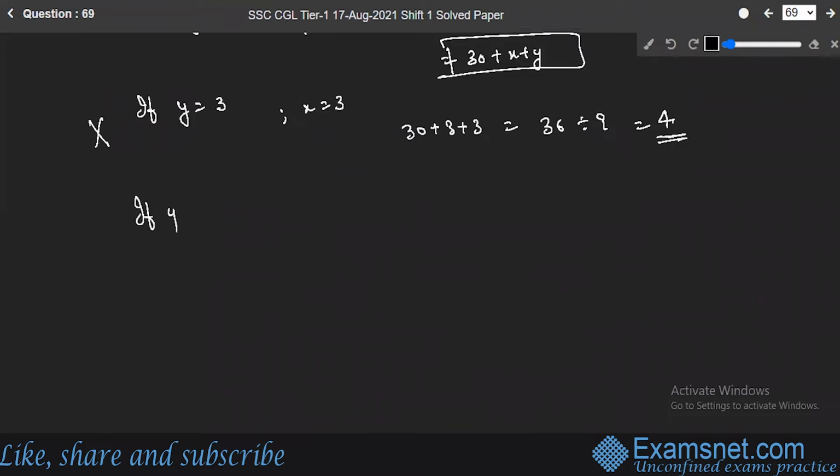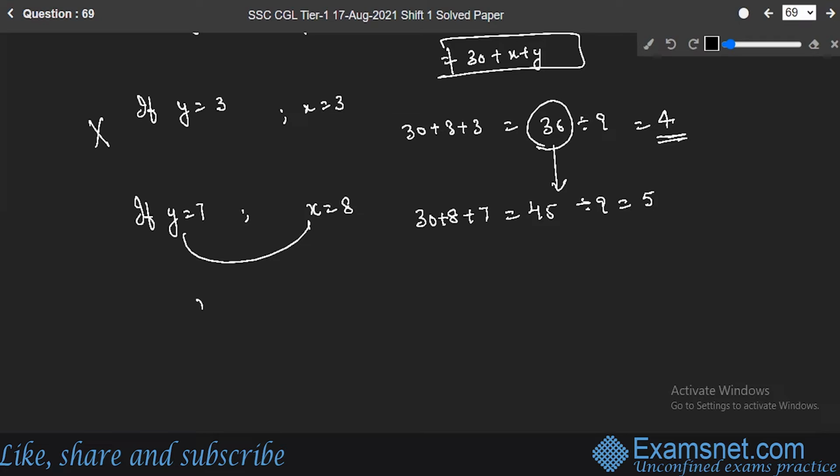Now I'll take the second value of y, which is 7. If I'm taking y as 7, then what will be the value of x? It will be 8. See, 30 plus 8 plus 7 gives you 45. 45 is also divisible by 9, which gives you 5. Now, they are different. That means x is equal to 8 and y is equal to 7.